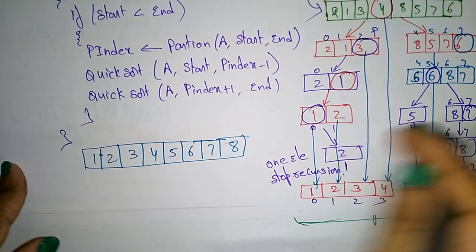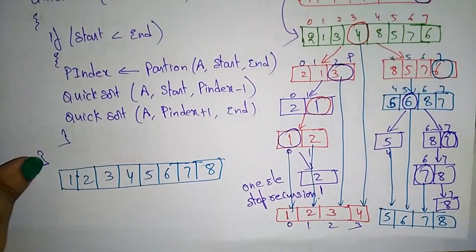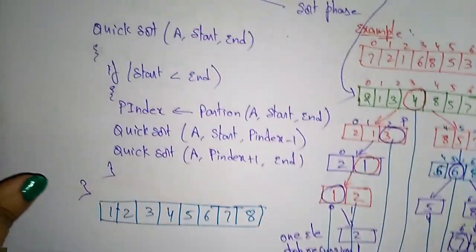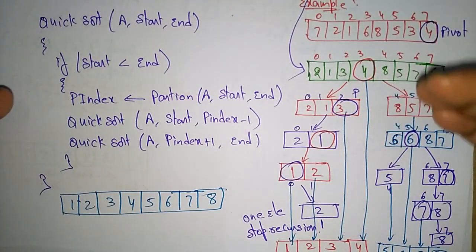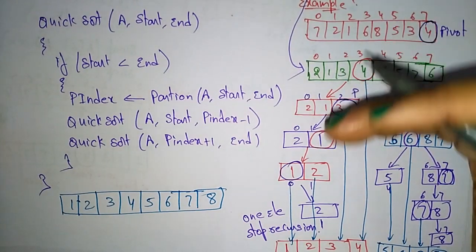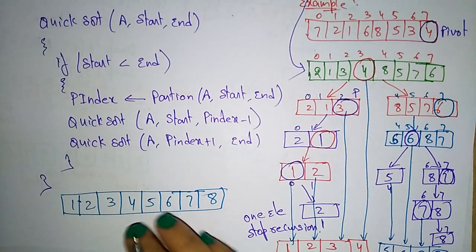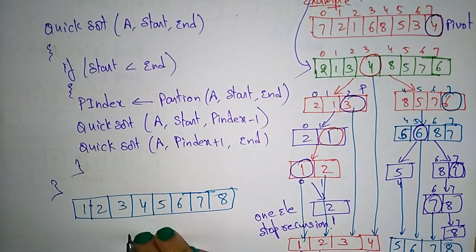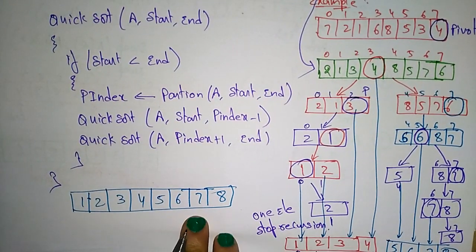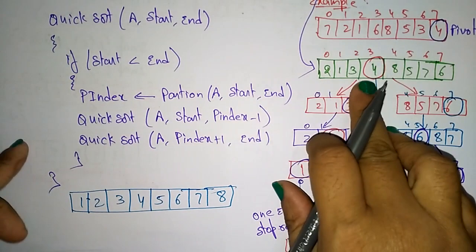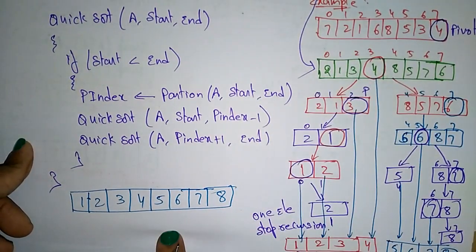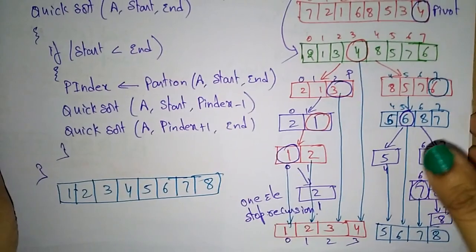This means combining the problem. So by using the divide and conquer method, we are dividing the problem and solving the subproblems. Again you are combining, you are conquering the problem. Okay, you will get the original solution. So whatever array we are given, that array is sorted by using the quicksort algorithm.